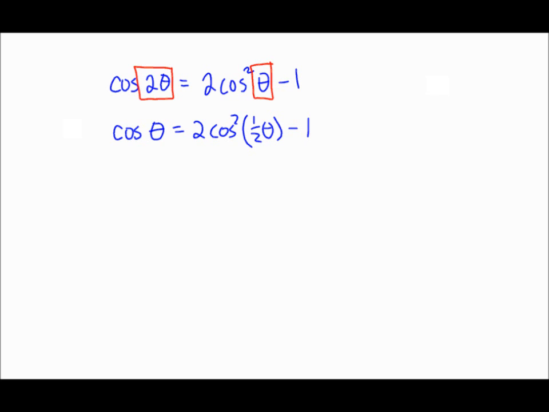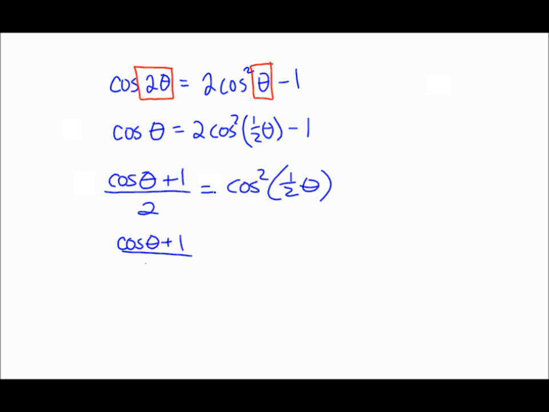Okay, so this is where the half angle formula comes from. Rearranging for cos theta, I'd have to add 1 and then divide by 2, and that equals cos squared of 1/2 theta. So what do we have to do there? Square root it. And if you look on your formula sheet, there it is, plus or minus. So the half angle for cos is plus or minus the square root of cos theta plus 1 over 2. That's where our half angle formula comes from.